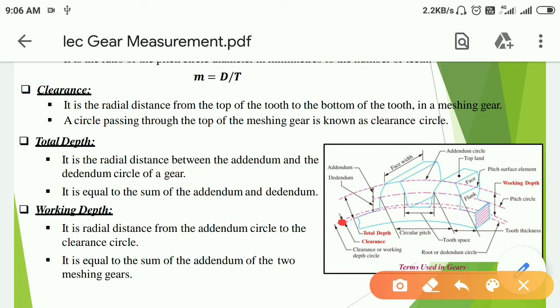Next is total depth. It is the radial distance between the addendum and the dedendum circle of the gear. Here it is indicated. Working depth. It is the radial distance from the addendum circle to the clearance circle. It is equal to the sum of the addendum of the two meshing gears. Here it is working depth shown in figure.